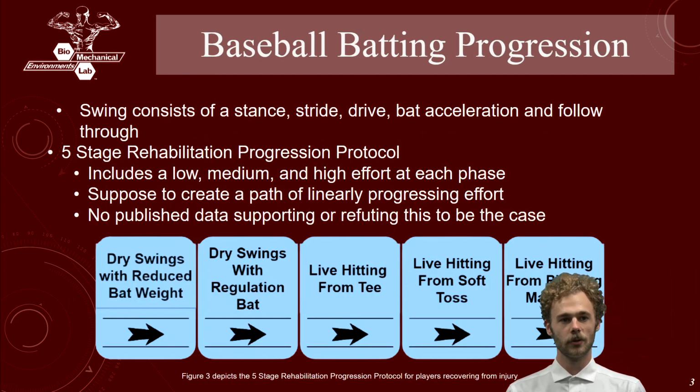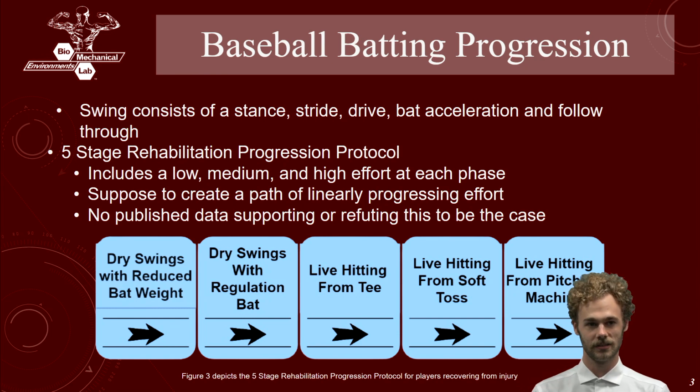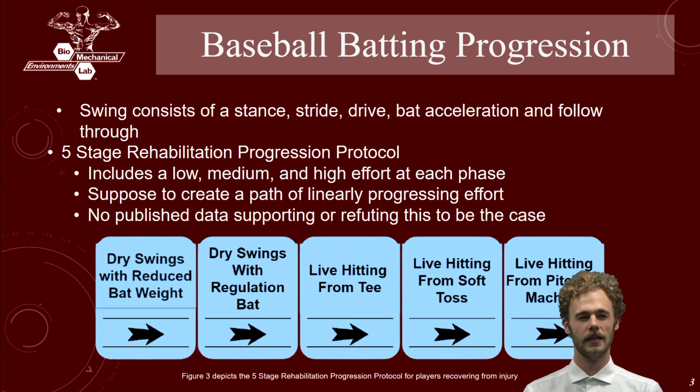So, the typical swing has five main parts: the stance, the stride, the drive, bat acceleration, and follow through. Injuries can mess up one or more of these portions of the swing. Now, general recovery from injuries is a 5-stage protocol that rehabs a subject back into playing shape. This protocol, depicted below in blue, includes everything from dry swings all the way to live hitting from a pitching machine. Moreover, the player progresses through a low, medium, and high range of effort at each of the following stages.